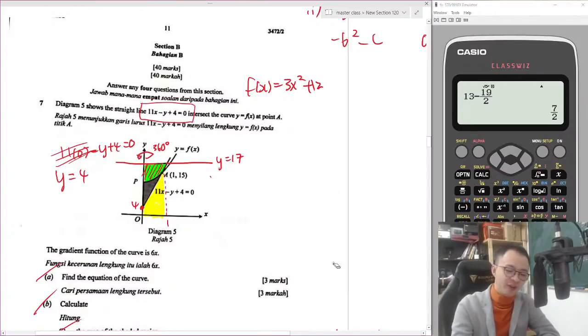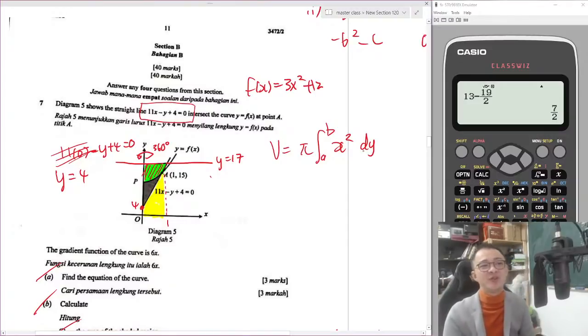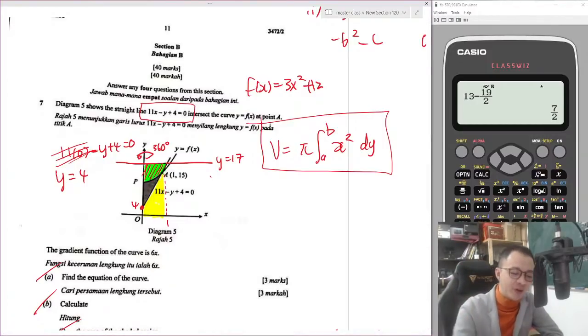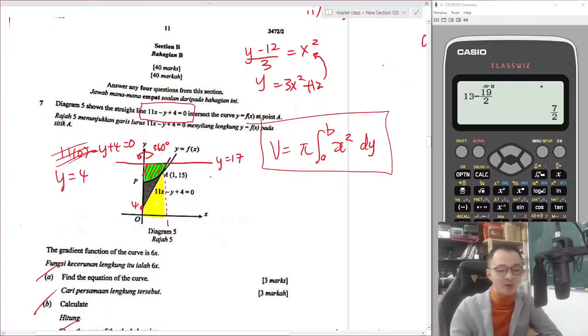The volume formula for rotating about the y-axis is pi, integral from a to b, with dy here and x squared here. I believe this formula is given, so nothing surprising, but you need to know how to use it. Over here I don't have the x squared equation, so I need to rearrange. So y minus 12, over 3, equals x squared, isn't it? Try rearranging this equation to make x squared the subject, and you will get the same equation. So I have over 3 like this, and when I do the integration I don't like the over 3.